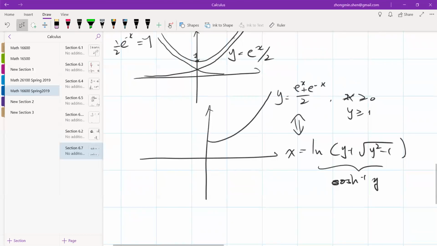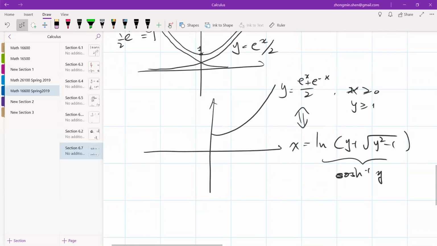I'm not surprised. So if you exchange the variables, you will get the graph for the inverse function. So how can you sketch the graph? You draw the line, and this will be the graph. It's symmetric. So this will be the graph of y equals the inverse of hyperbolic cosine x.